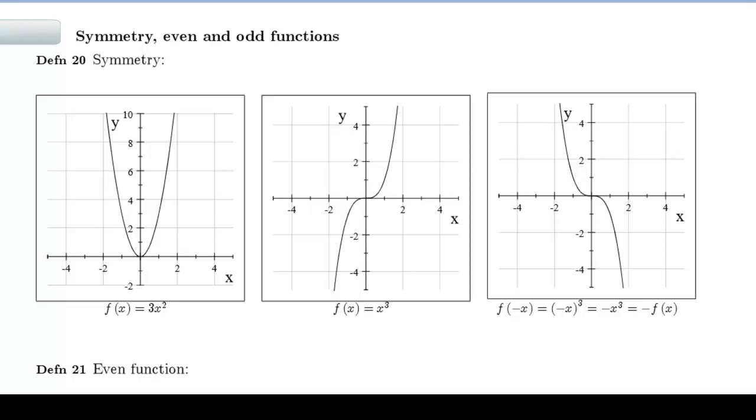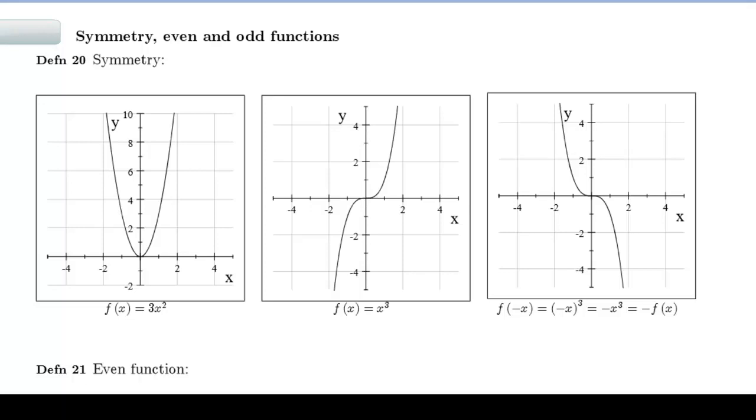This lesson is going to discuss symmetry as well as even and odd functions. So first thing we need to give a definition for is symmetry. This is something you can kind of see geometrically when you fold something in half, either vertically or horizontally, and things kind of match up on both sides.